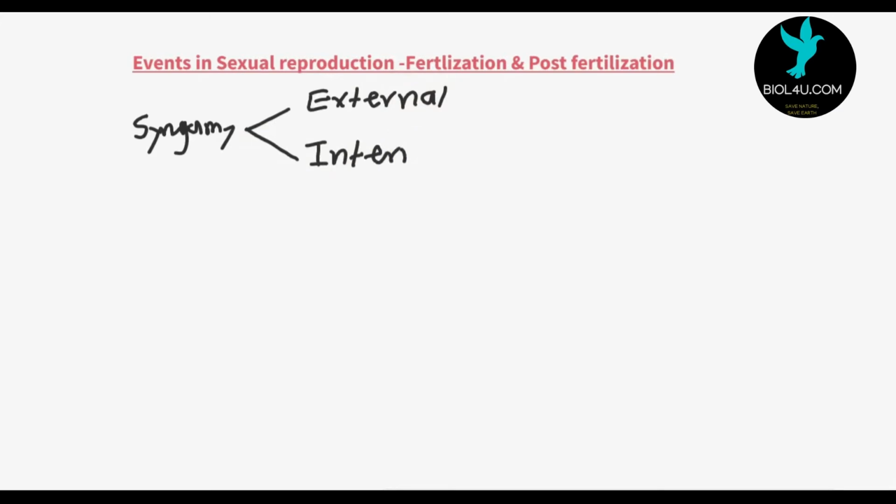See, syngamy may occur outside the body or inside the body. That means syngamy, or fertilization, is of two types. One is external fertilization, where fertilization takes place outside the body in the water medium, known as external fertilization or external syngamy. Or it may take place inside the body, known as internal fertilization or internal syngamy. If fertilization takes place outside the body, it is external fertilization; if inside the body, it is internal fertilization. So see here, I will take one example for external fertilization.